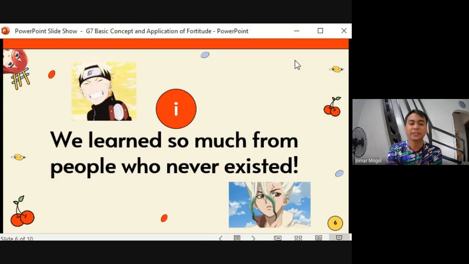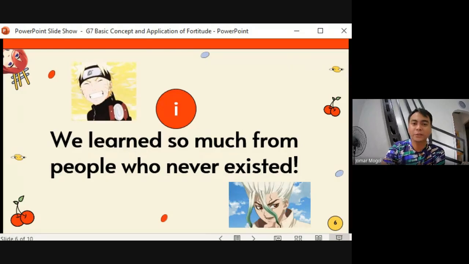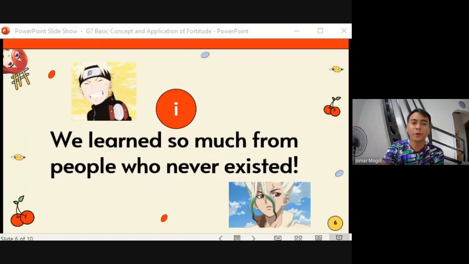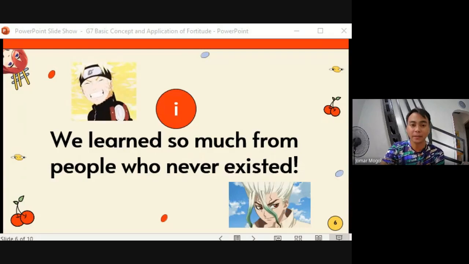Next character is Senku from the anime series Dr. Stone. So, si Senku was petrified for almost 3,715 years and 241 days. Imagine kung gaano katagal yon. Pero he has this will, he has this virtue of fortitude to stay alive at nagbilang-bilang siya para lang mahintay niya yung araw na siya ay ma-depetrified. And it happened. And he is the only hope for humanity's survival in this anime series.